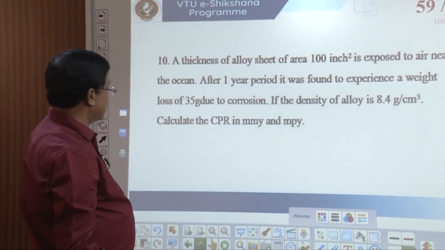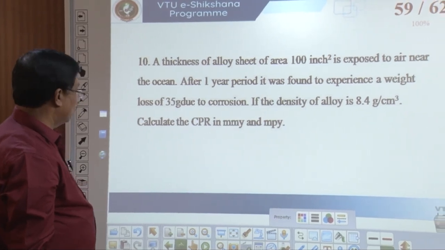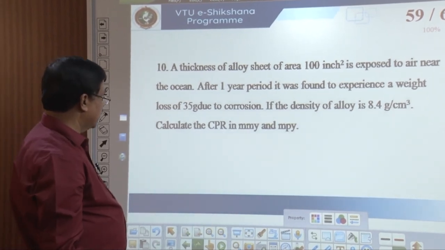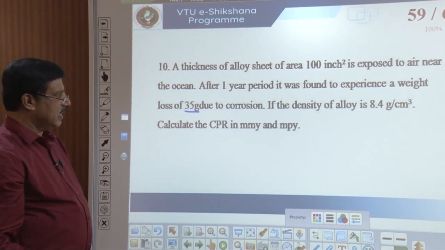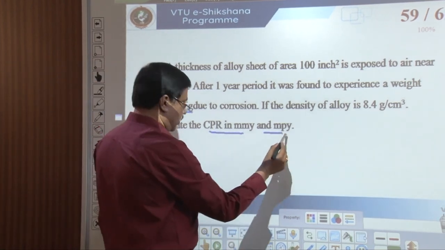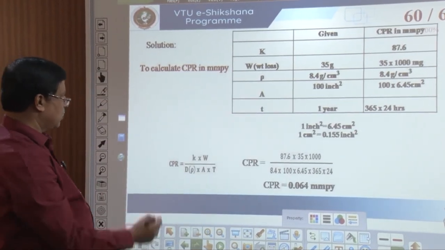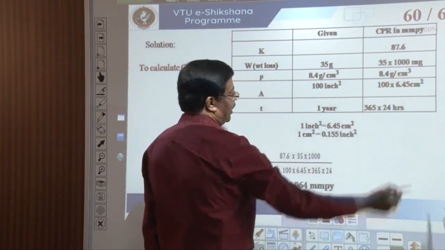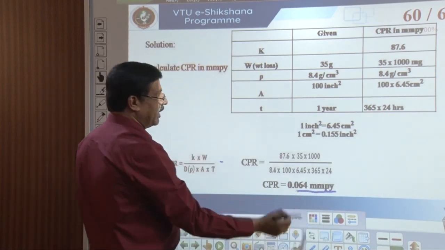So the next numerical problem is that a thickness of alloy sheet of area about 100 in squared is exposed to air near the ocean after 1 year period. It was found to experience a weight loss of 35 gram. 35 gram means 35 into 1000 milligram corrosion. If the density of alloy is 8.4 gram per cc, calculate the corrosion penetration rate. Similar to the earlier one, you have to write the unit, and convert gram into milligram and substitute the value, 0.064 millimeter per year.